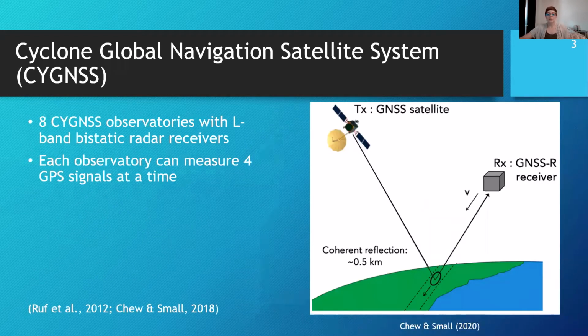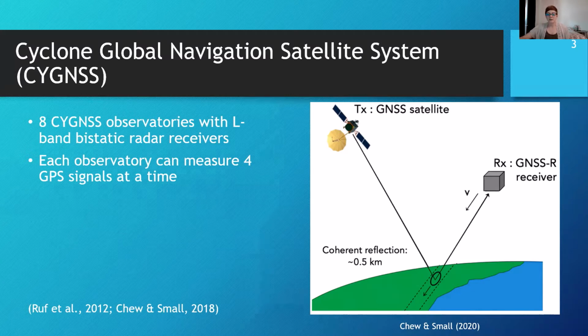Before discussing algorithm development, I'd like to briefly introduce the NASA Cygnus mission. Cygnus stands for Cyclone Global Navigation Satellite System, and there are 8 Cygnus observatories in orbit, each with L-band bistatic radar receivers. L-band is the same microwave range that SMAP uses and is effective at detecting soil moisture.